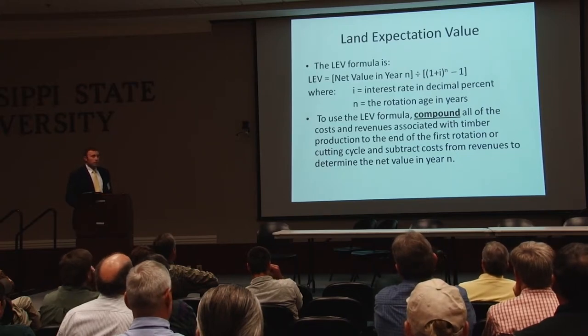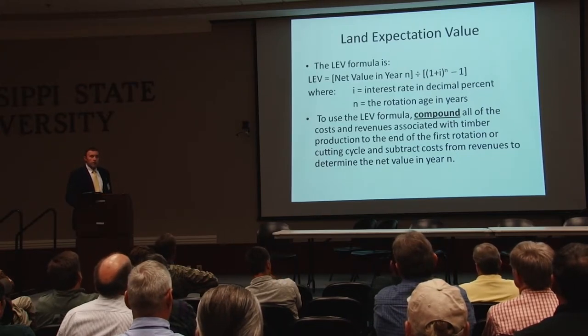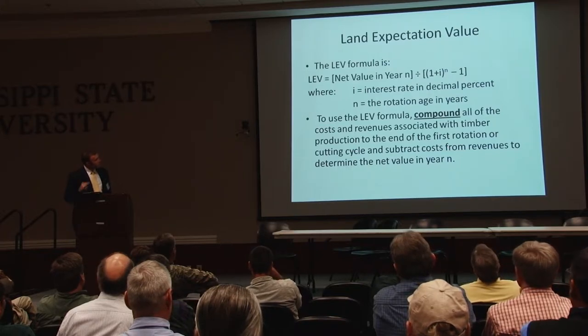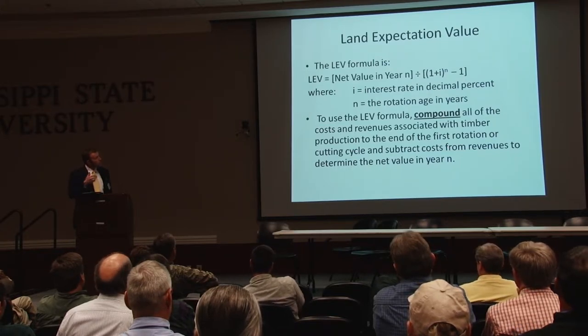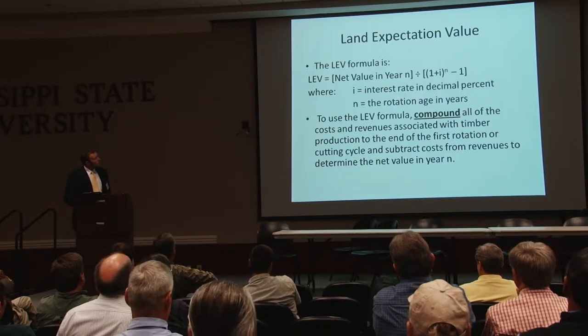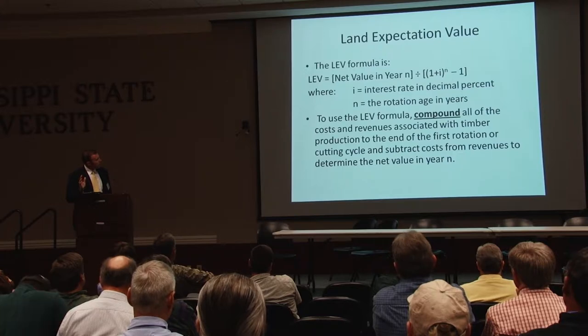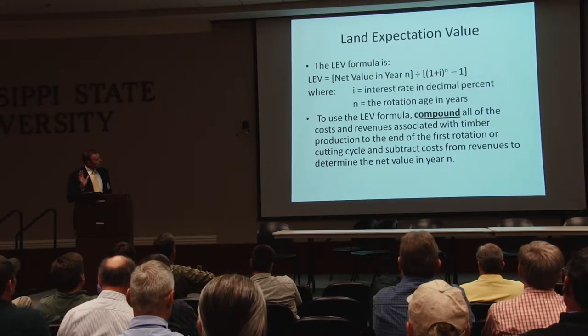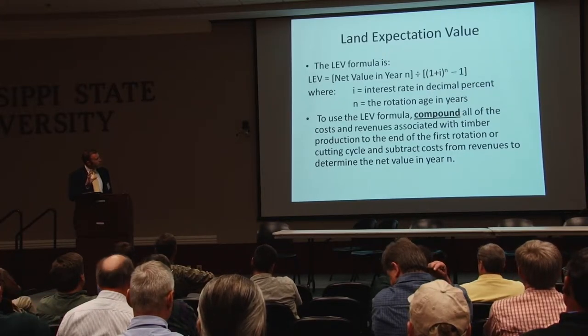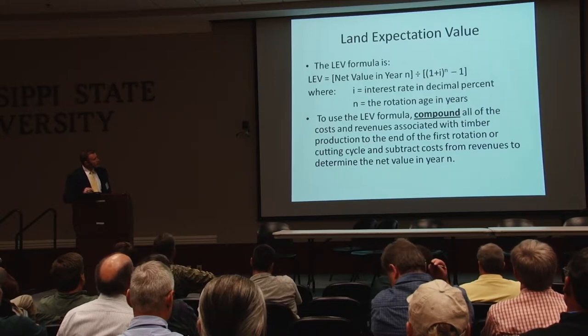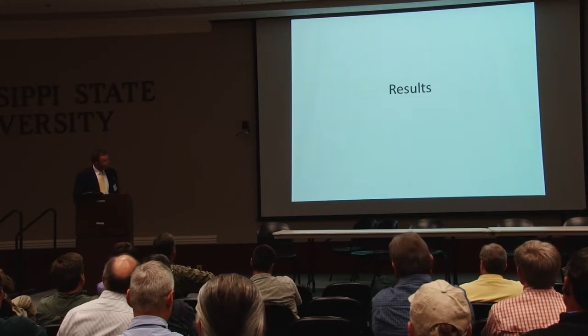We're going to value the land, the bare land for growing these trees in both the even age and uneven age setting. So we need the net value at the end of the rotation or the cutting cycle, and we'll plug in our interest rate, which we said was 4. And then we'll compound all of those values, harvest values, revenues and costs, to the future, and compute a net value at the end of the rotation or cutting cycle.